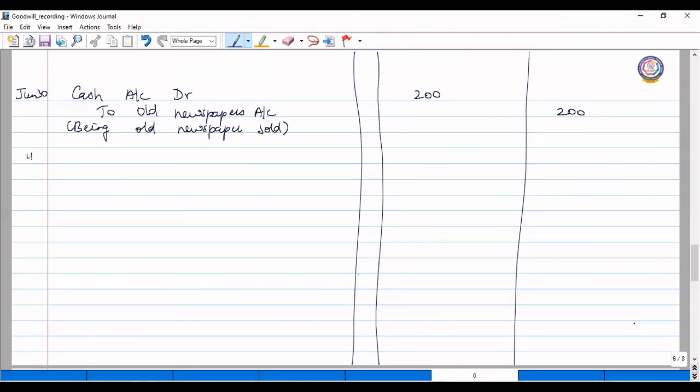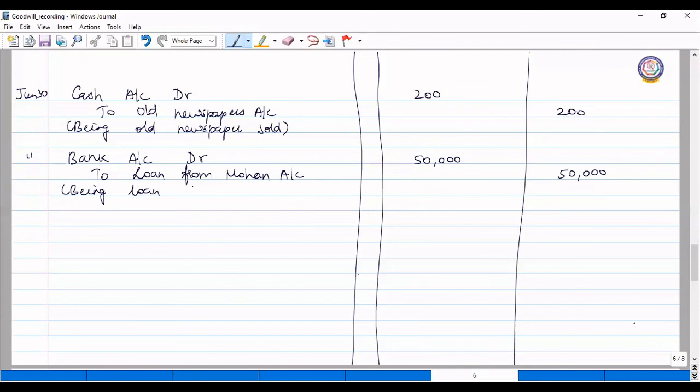Right? Then on the same day, we have received a loan from Mohan and deposited it in our bank. So bank account will increase. So debit bank account, and from Mohan, we have received a loan which is a liability. So loan from Mohan account has to be credited. And the amount which we have received is rupees 50,000. So mention in the narration that being loan received from Mohan. Okay.